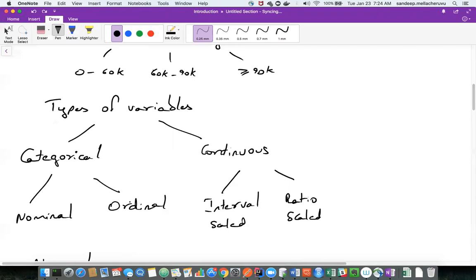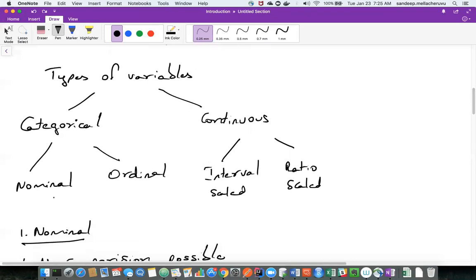Unless you identify whether it is a categorical variable or continuous variable, which is the first step in identifying any variable, you'll not be able to solve your problems. So that's why we started with this, and we realized that directly identifying categorical or continuous is kind of a little bit tricky sometimes. Sometimes it is okay, but sometimes it is tricky. So that's why we subcategorize things. We categorize things as nominal, ordinal, interval scaled, and ratio scaled.